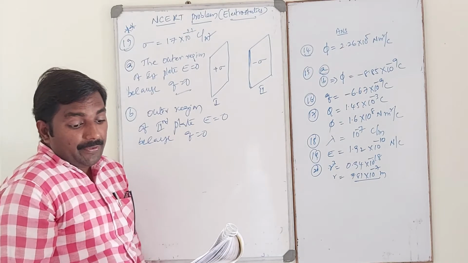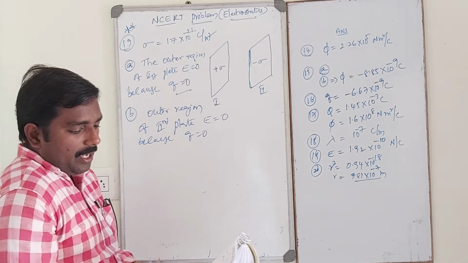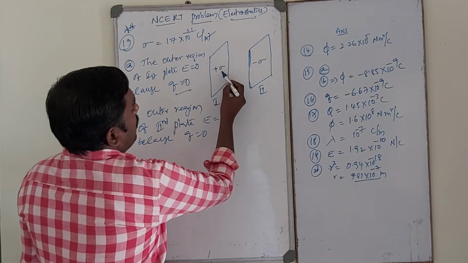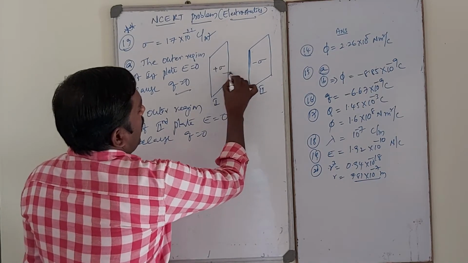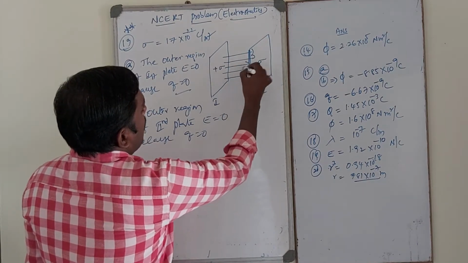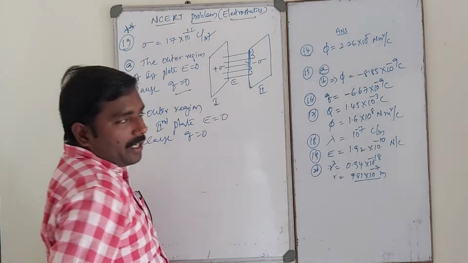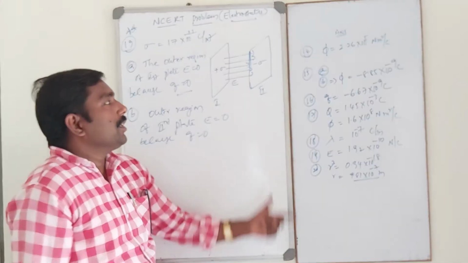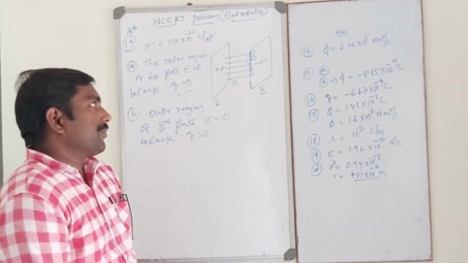Next, the third one. Between the plates, what is the electric field? So, dear students, this is the positive charge, this is the negative charge. Field lines go like this, from positive to negative. Already we know the properties of electric field lines: they originate at positive and terminate at negative charges. So there exists an electric field between them.